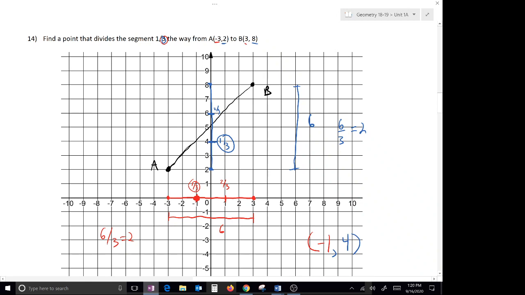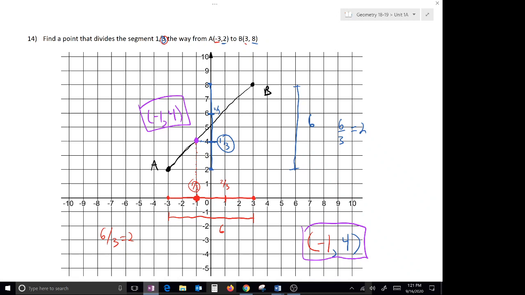is 4. Now we can check and see by lining that up on our line segment. There's our point at -1, 4. That's our answer. Okay. Checks out. And that's the answer.